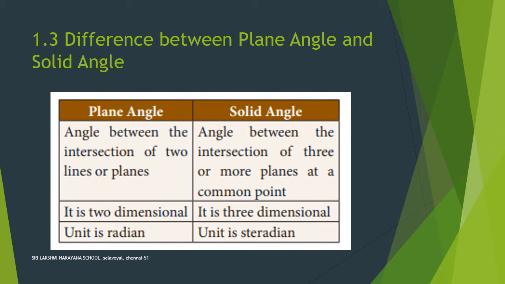Difference between plane angle and solid angle. Angle between the intersection of two lines or planes is called plane angle. It is two-dimensional. Its unit is radian.